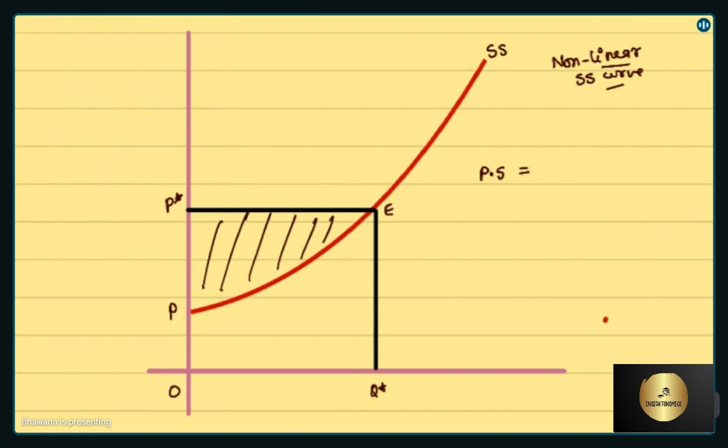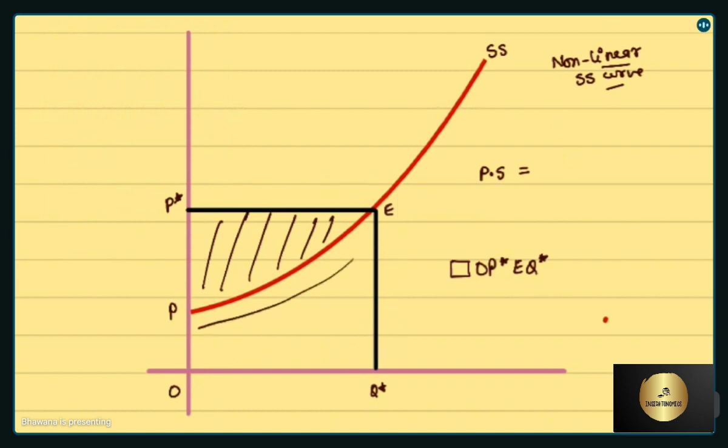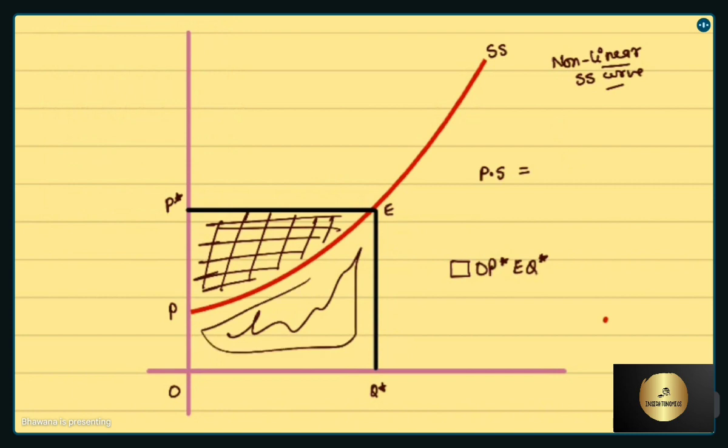For that, first we will find the area of this entire rectangle, this rectangle O P star E Q star. Then after finding the area of this particular rectangle, we will subtract this much area so that we are left with this particular triangle. So first we find the value of this rectangle, then subtract this particular area, and then we will get the area for producer surplus.